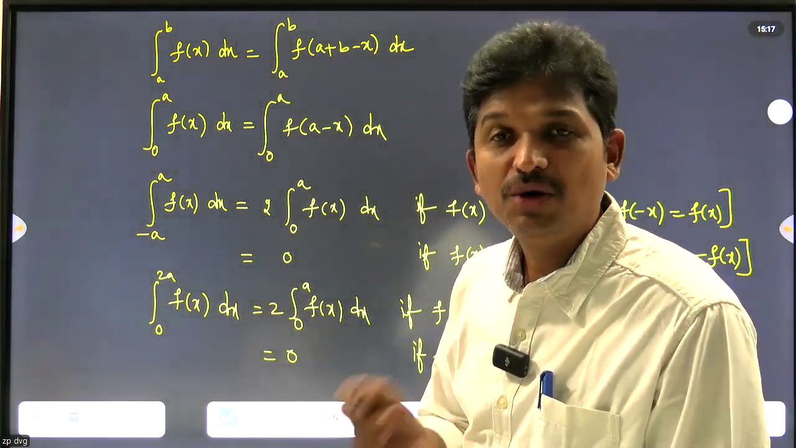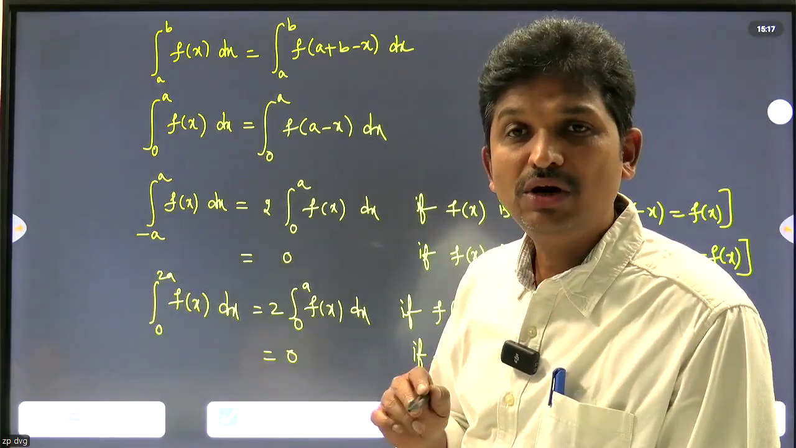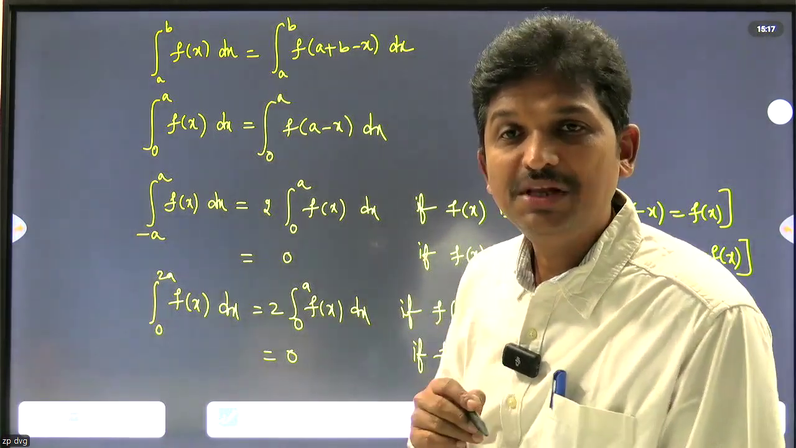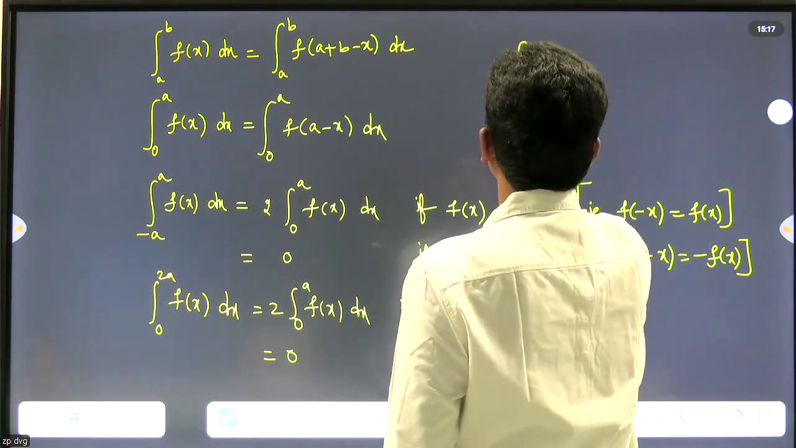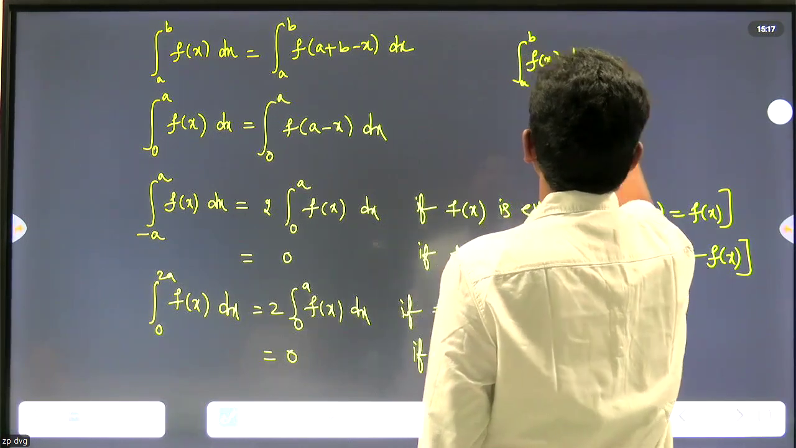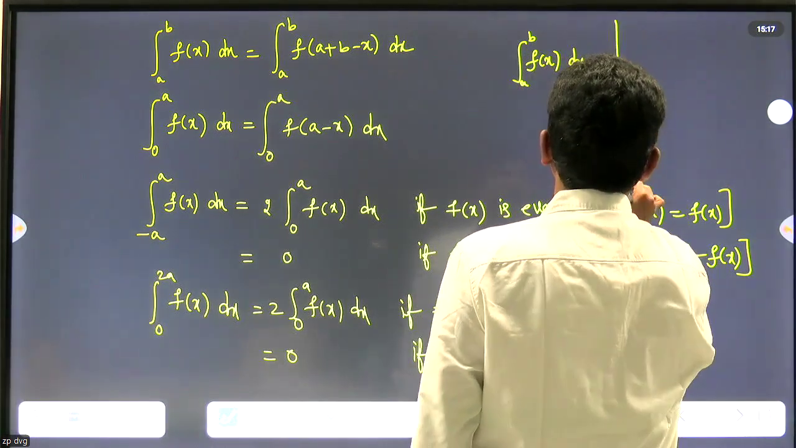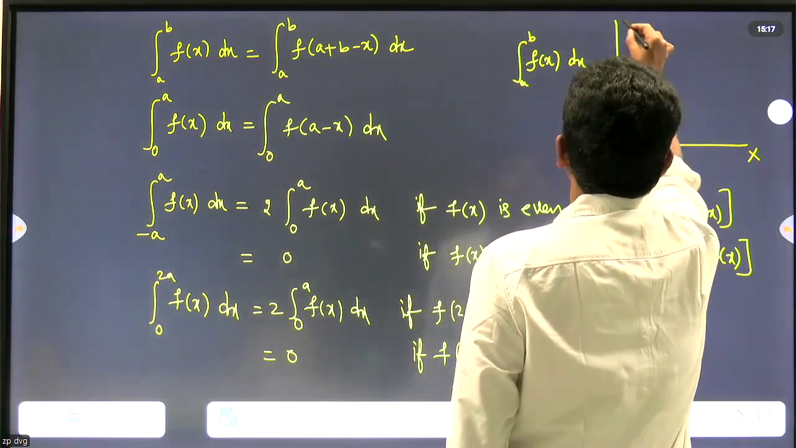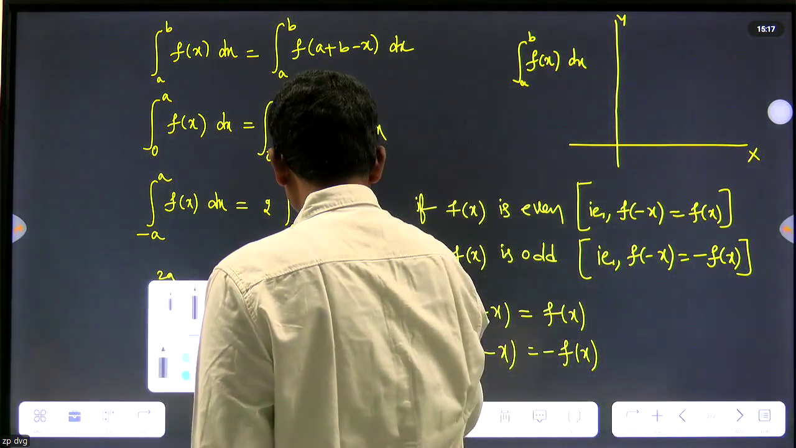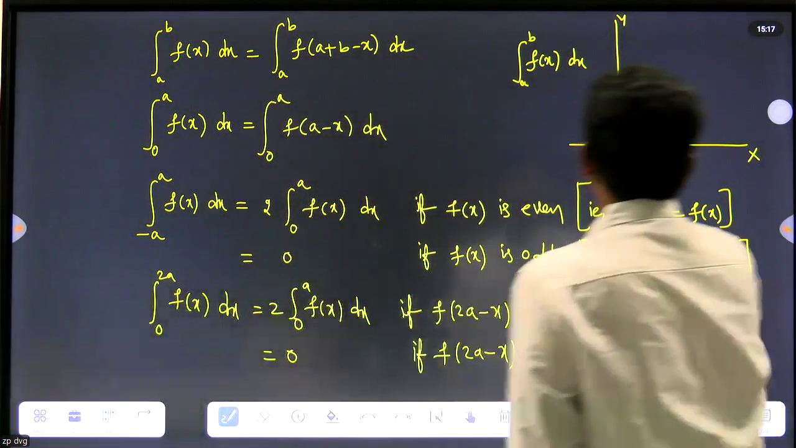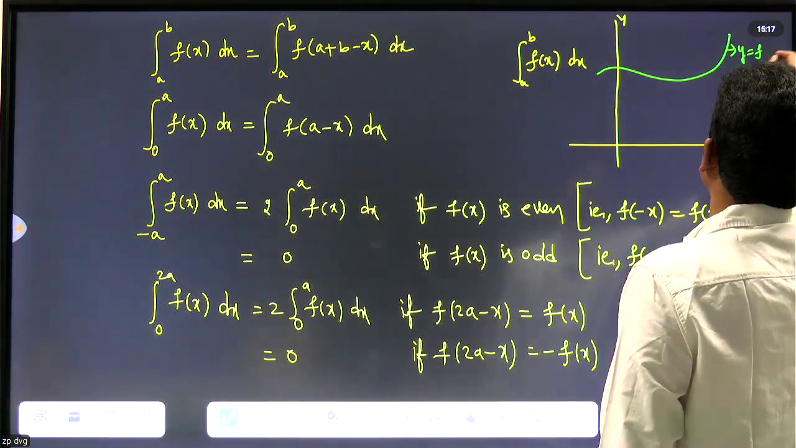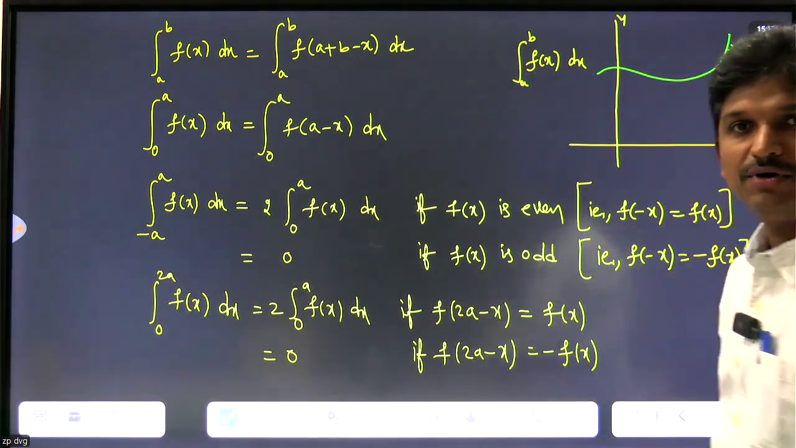The last one is, what is the geometrical meaning? This geometrical meaning you actually learn in the applications of integration chapter. What is the geometrical meaning of the definite integral of a to b f of x dx? See, for example, I'll take a curve. This is the curve, and this curve is y equal to f of x.